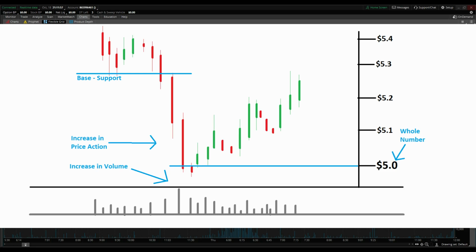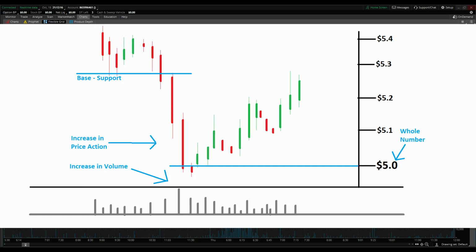We dip below it for a second, which happens often, right? It happens all the time. A stock will come down to a level. It'll break that level just briefly. It'll maybe drop 5-10 cents down to 4.90 or 4.95. And then it'll quickly regain that support level, right? That $5 area.